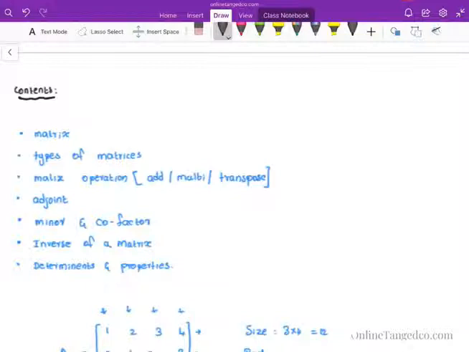The topic we are going to discuss is linear algebra. These are the contents of today's session. We'll be talking about the matrix, then types of matrices, matrix operations, then what is adjoint, then what is minor and cofactor. Finally, we'll be talking about the inverse of a matrix and determinants and properties.